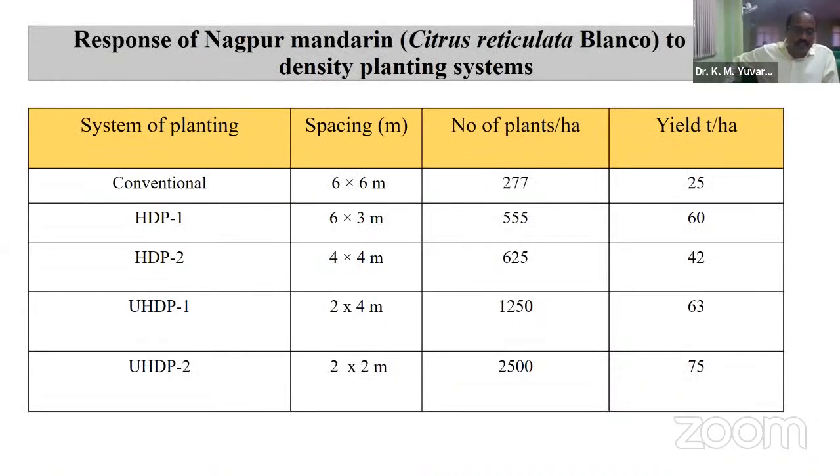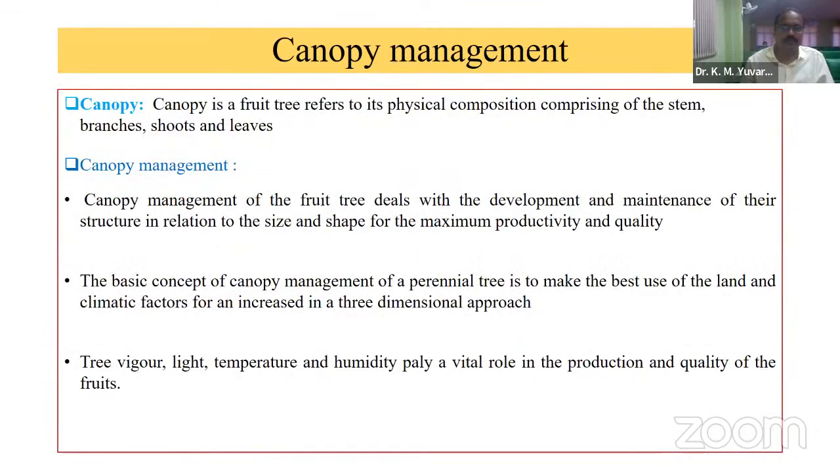You see the yield variations in case of different planting densities. Where they accommodate the most plants, that is 2500 plants per hectare, you get the most yield, that is 75 tons per hectare. This is the concept. Wherever you go for high density planting systems, when compared to the traditional planting system, you can get almost double the yield. This is the concept of high density planting.